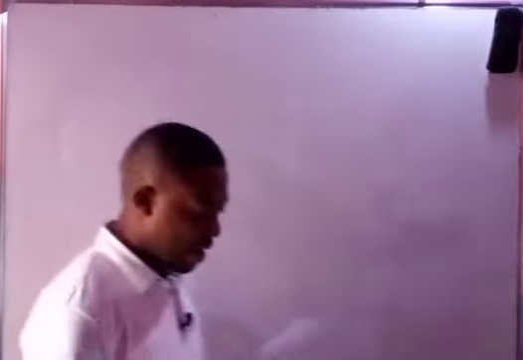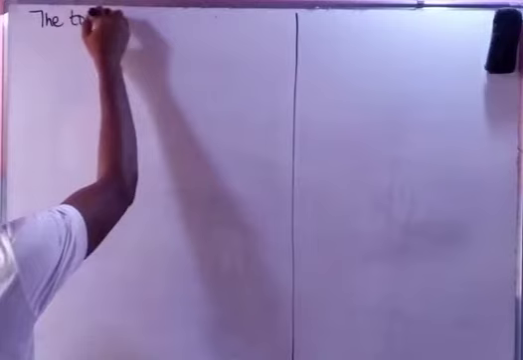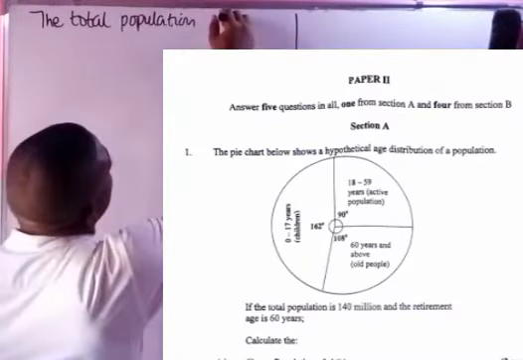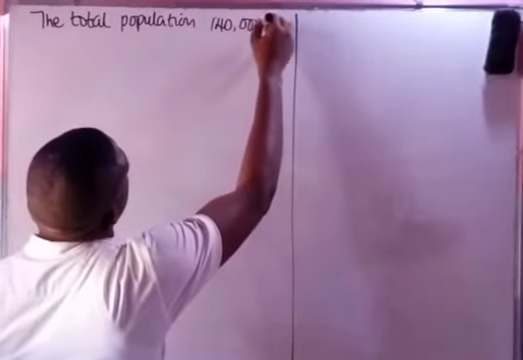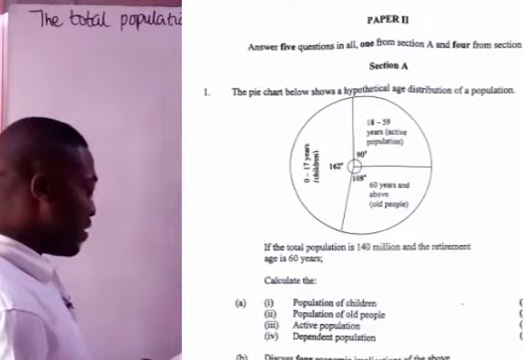Now we have done a question relating to demand, that relates to the demand function. If you have not seen that, I'll drop it up here or in my description. So we're going to start from the number 1 question to solve. Now they gave us a pie chart and they said the total population is 140 million. So that's the first thing we should take cognizance of. The total population is 140 million, and they said the retirement age is 60 years.